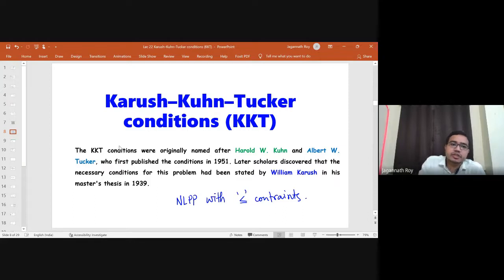Just for a historical note, this was published in 1951, but researchers later discovered that the same idea was proposed in a master's thesis in 1939 by Karush. That is why these conditions are most of the time called Kuhn-Tucker conditions, but also called Karush-Kuhn-Tucker conditions to give credit to all three persons.